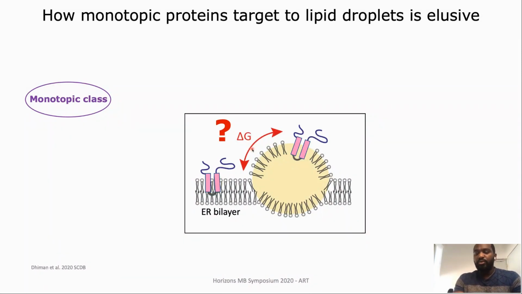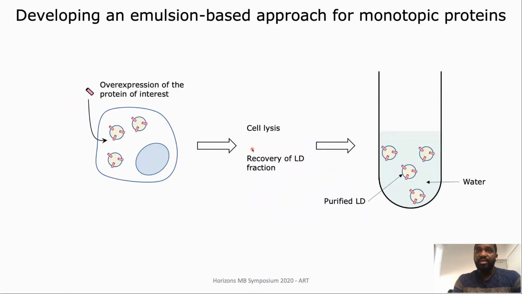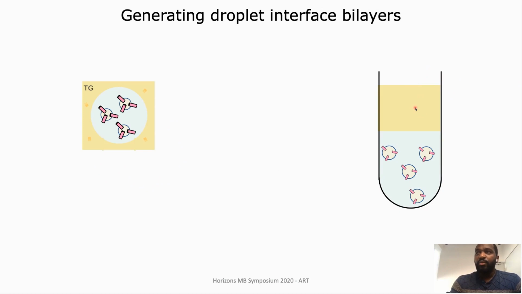So experimentally, what we did was to develop a new assay where basically we express our protein of interest in a cell. So the protein binds to the cellular lipid droplets here. Then we release the cell, we recover the lipid droplet fraction. So like here, these are the purified lipid droplets in water. Then we add exogenous triglyceride, exogenous oil. And basically, if you shake this mixture, you end up with water in oil droplets, which encapsulate the purified lipid droplets. So this is like an inverted droplet.